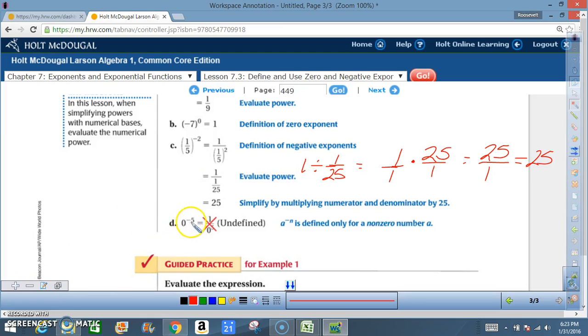Okay, now look at D. 0 to the negative fifth power. All right? That can be rewritten as 1 over 0 to the positive 5. And that's going to be undefined, because anything divided by 0 is always undefined.